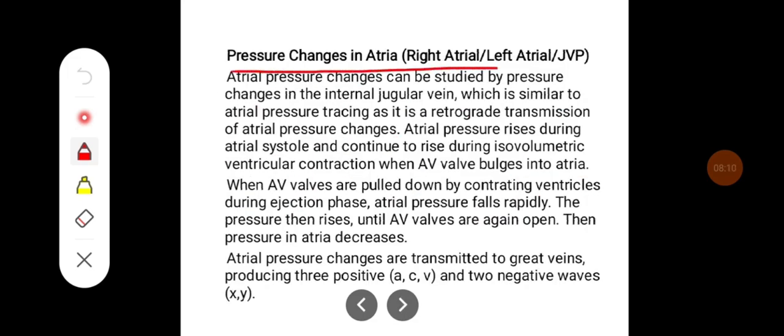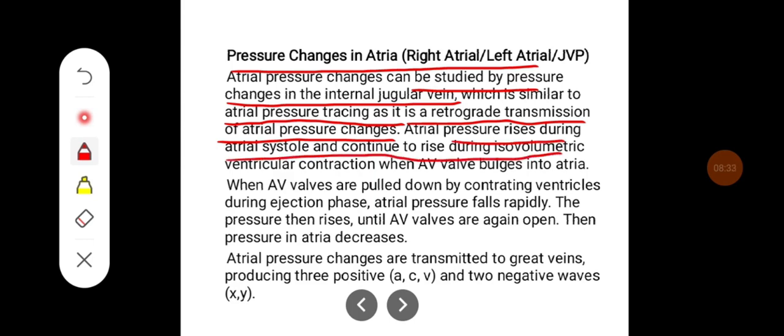Coming to pressure changes in the atria, the atrial pressure changes can be studied by pressure changes in the internal jugular vein, which is similar to atrial pressure tracing, as it is a retrograde transmission of atrial pressure changes. Atrial pressure rises during atrial systole and continues to rise during isovolumetric contraction when AV valve bulges into atria. When AV valves are pulled down by contracting ventricles during ejection phase, the atrial pressure falls rapidly.